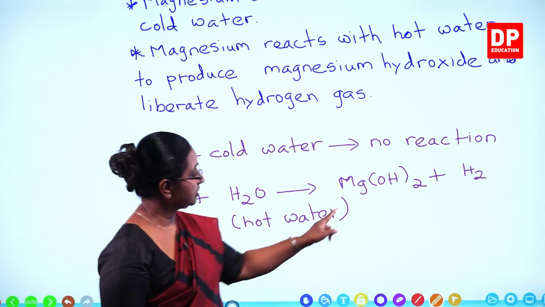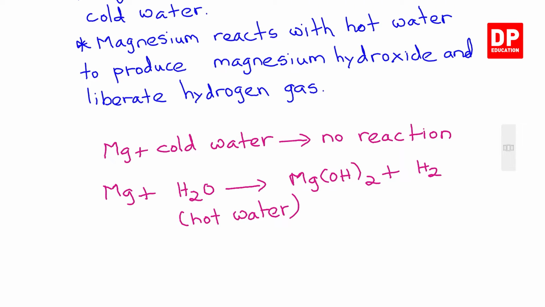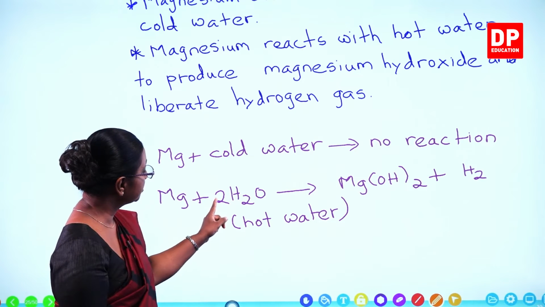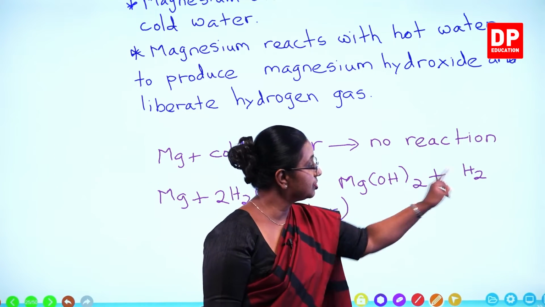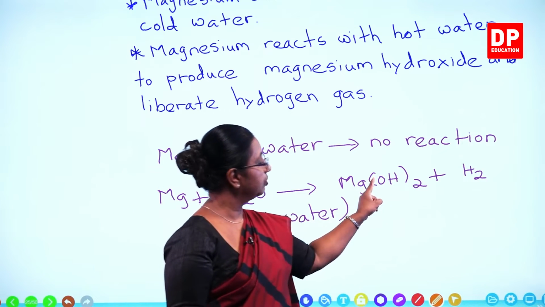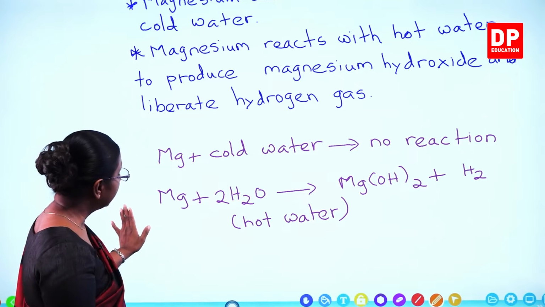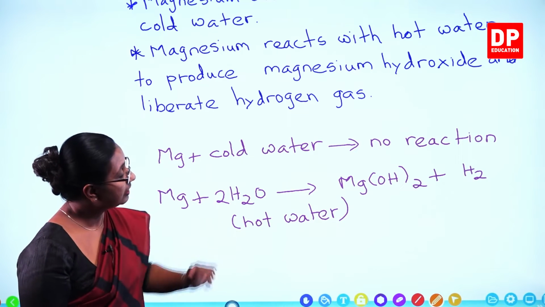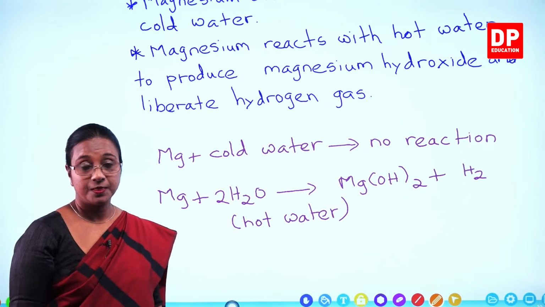And also oxygen, there are 2 oxygens. So if we put a coefficient 2 in front of H2O, the reaction becomes balanced. Magnesium balance, 2 to 4 hydrogens. So here 2 hydrogens, 2 hydrogens, 4 hydrogens. 2 oxygens, 2 oxygens. So the reaction is balanced. Mg plus 2H2O gives rise to Mg(OH)2 plus H2.